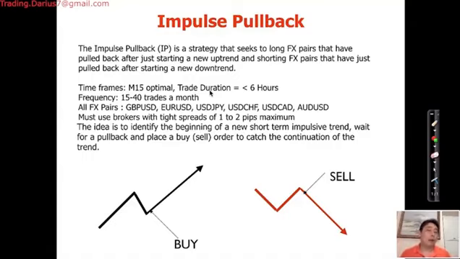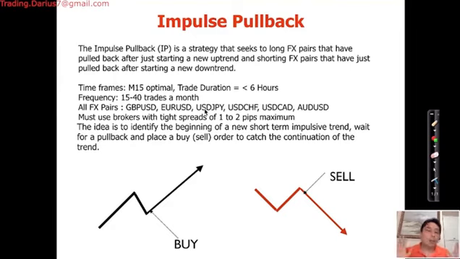So it's a day trading strategy, but most of the time you will be able to exit your position in less than 6 hours. You can expect to find anywhere from 15 to 40 trades a month, and it works on all FX pairs: pound dollar, euro dollar, dollar yen, dollar franc, Aussie dollar, dollar CAD, and so on.